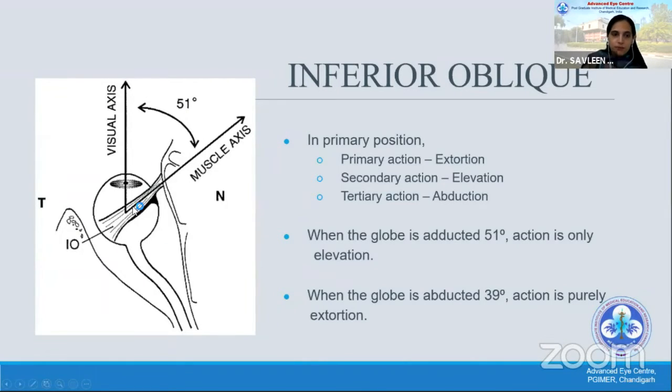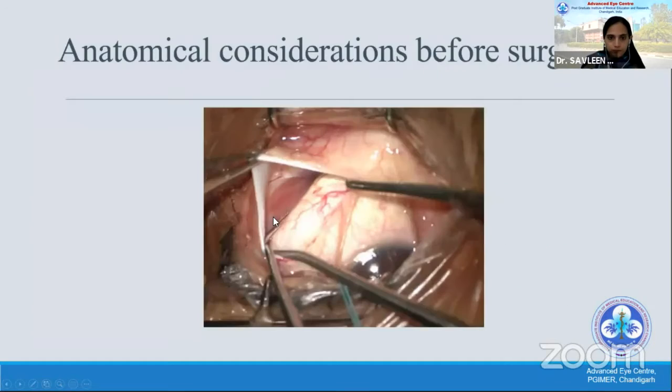In primary position, it's an extorter with a secondary action of elevation and abduction, primarily because of the angle it is making with the visual axis. The muscle axis is at 51 degrees from the visual axis. So when the globe is adducted about 51 degrees, the action is only elevation. It acts purely as an elevator. When the globe is abducted, the action mainly is extorsion. So that is what we keep in mind when we are examining a patient, that you check for the inferior oblique in adduction because of its elevating action, although it is an abductor.